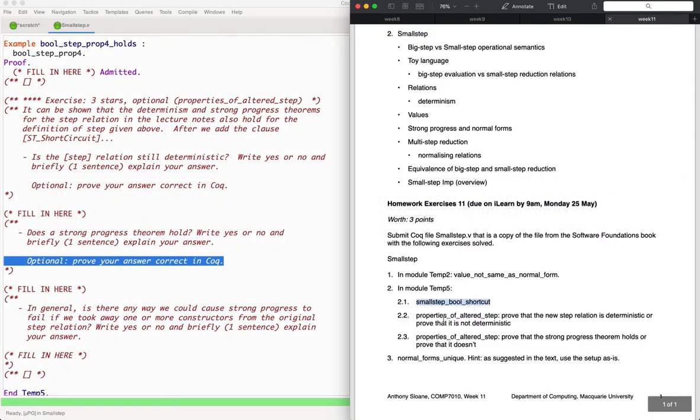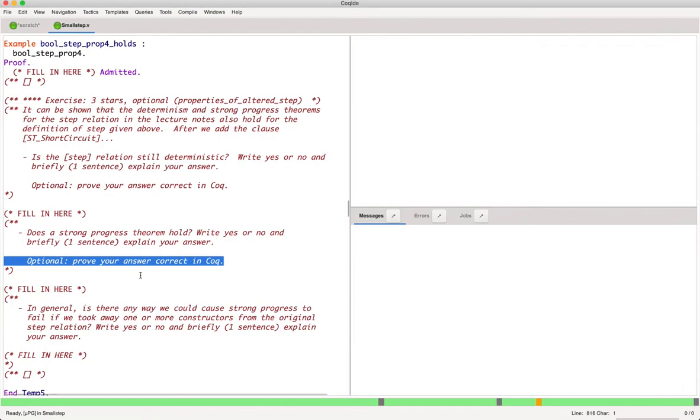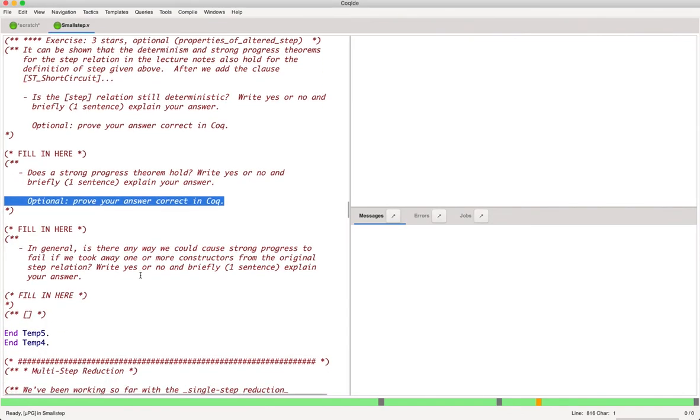So those are the 2.2 and 2.3 cases in the homework. Okay, so we'll stop there for now and come back with multi-step reduction.